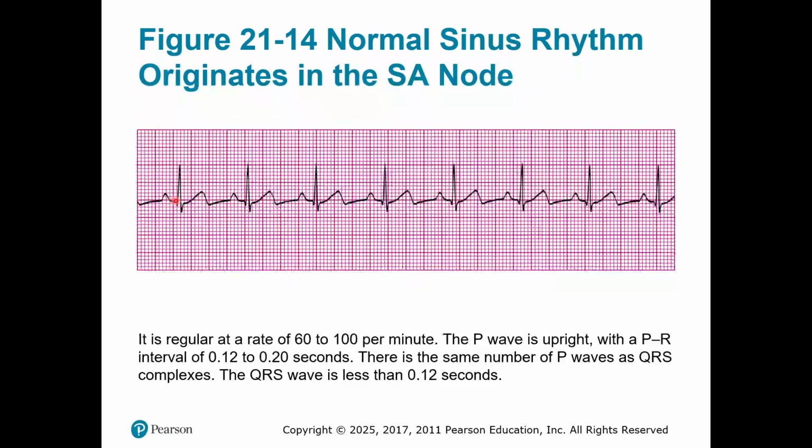If you look here, this is a normal sinus rhythm because it originates in the SA node, and we know that it originates in the SA node because of that P wave. That P wave recognizes that it's firing from the SA node.